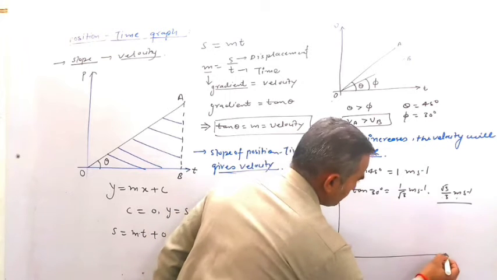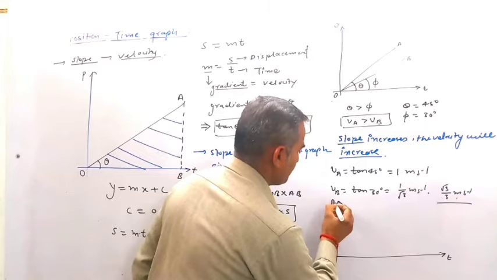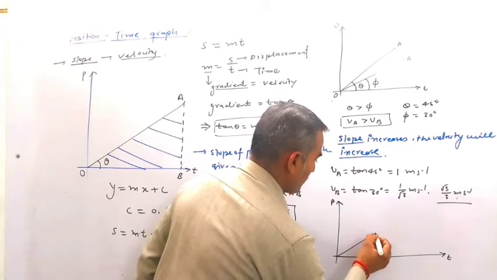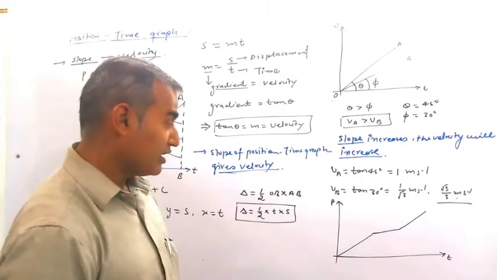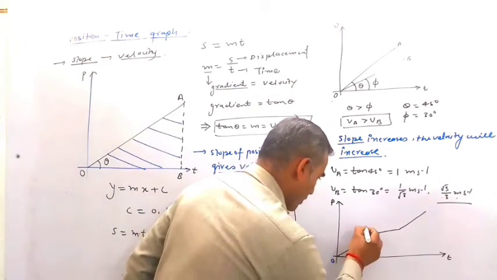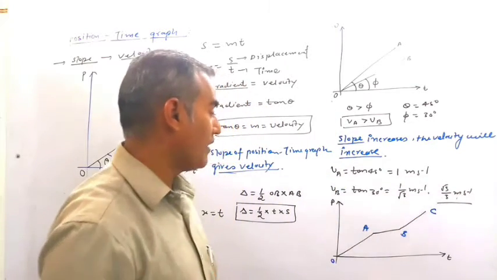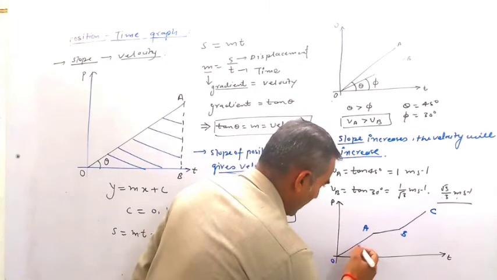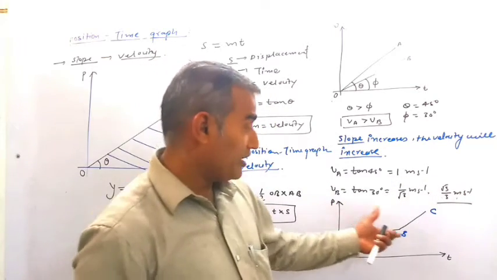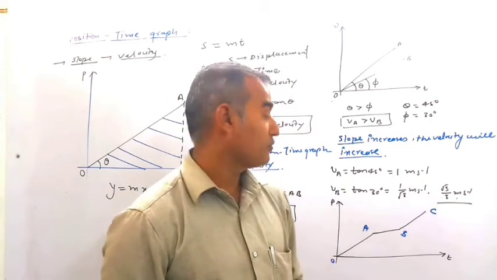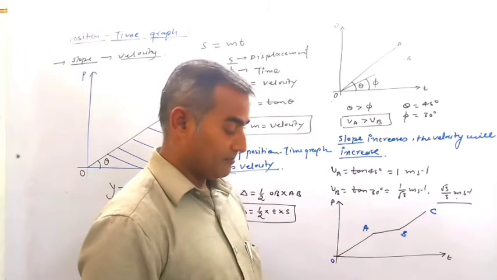One more graph, time versus position. This graph represents non-uniform motion. O, A, B, C: this represents a non-uniform graph because the slopes are varying. From point O to A there is one slope, A to B a different slope, and B to C a different slope. So the slopes are varying, which represents non-uniform speed.